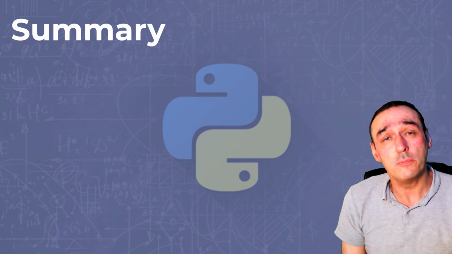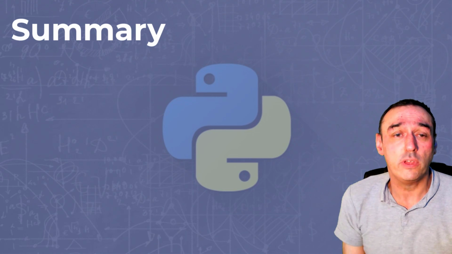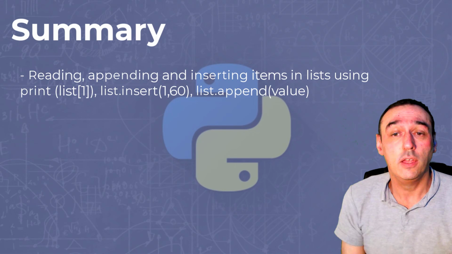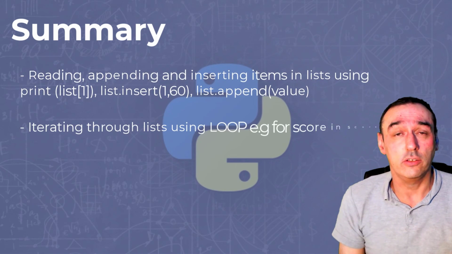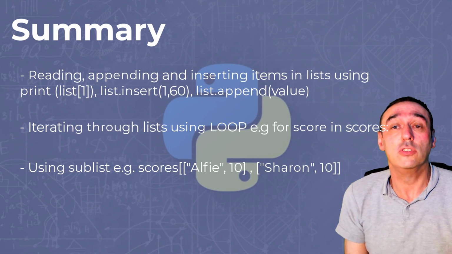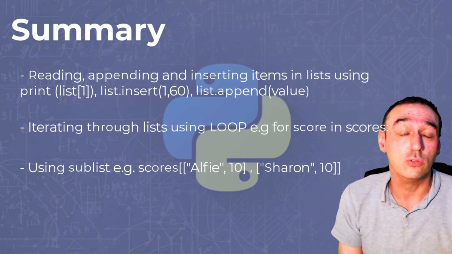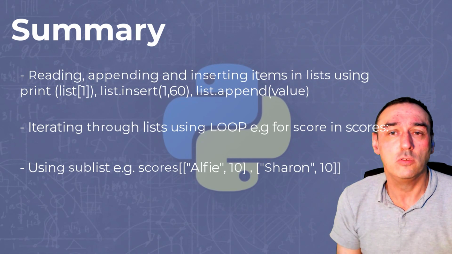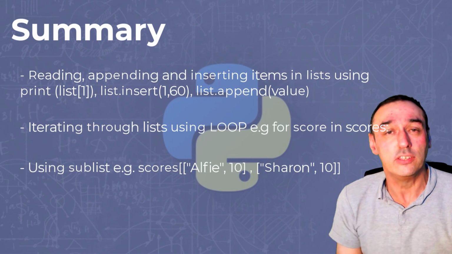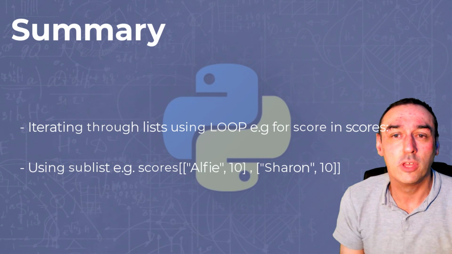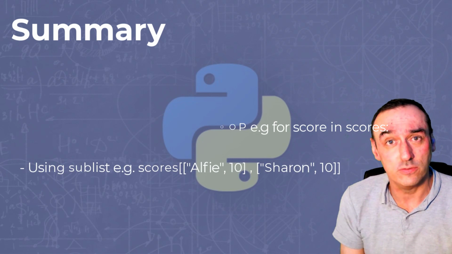So the summary of what we've done: we looked at lists, so inserting an item, appending an item, and printing items in lists. We also looked at loops, iterating through lists using the example of scores in schools. And then finally we looked at sublists and how different lists can exist within other lists, and you can refer to them like a grid reference. Hopefully that's been helpful. Thank you for watching.